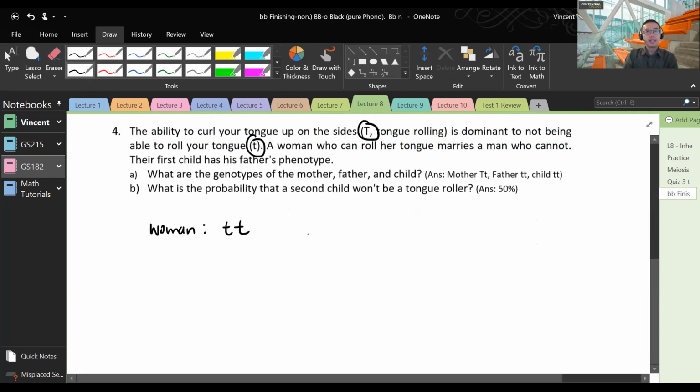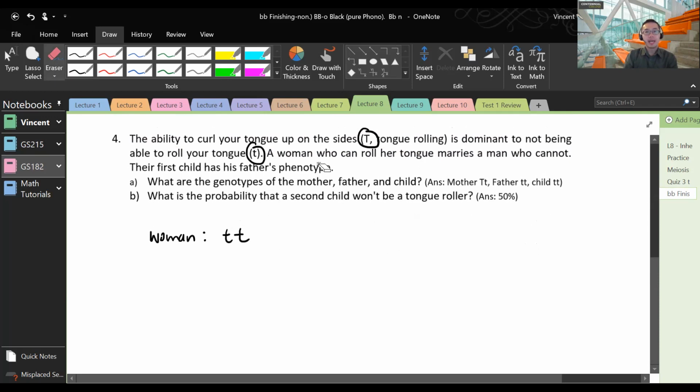Okay, so the woman here can roll her tongue, and the man cannot roll the tongue. So the man, the father, cannot roll the tongue. What does it mean? That means he is going to be, sorry, I got distracted here. Let's try again.